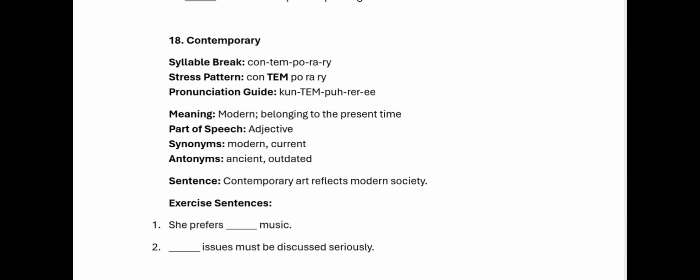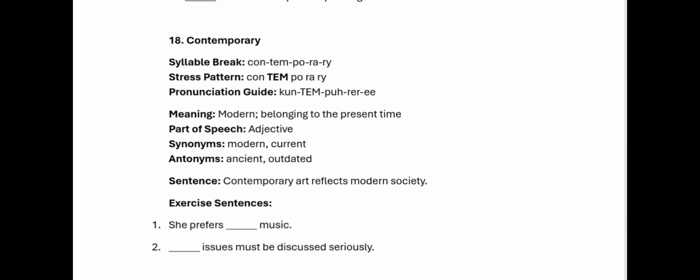It is contemporary. It is an adjective. The synonyms are modern or current. Current is in the noun form, which means now. Opposites are ancient or outdated. The sentence is contemporary art reflects modern society. Sentences: she prefers modern music. No, she prefers contemporary music.